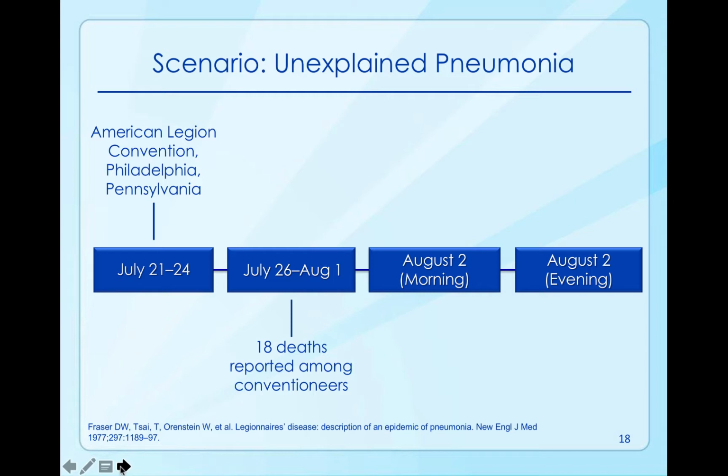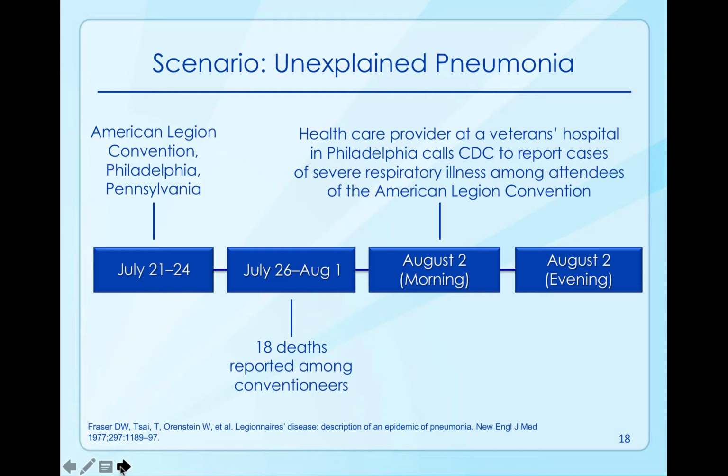There were actually 18 deaths reported among the conventioneers. So that's pretty scary and pretty significant. On the morning of August the 2nd, a healthcare provider at a veterans hospital in Philadelphia called the CDC to say, hey, something is going on. We're getting a really serious respiratory illness among these American Legion conventioneers. What's going on? That same day, there were an additional 71 cases reported. So this was a pretty significant thing that happened here.